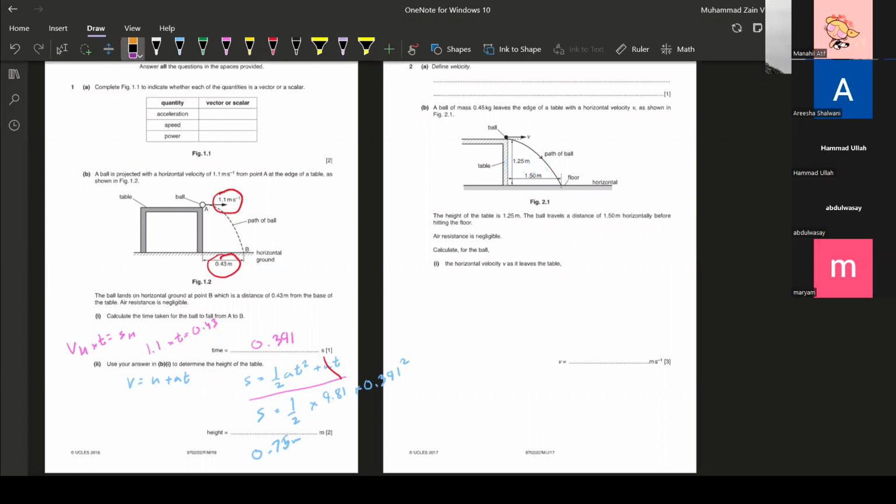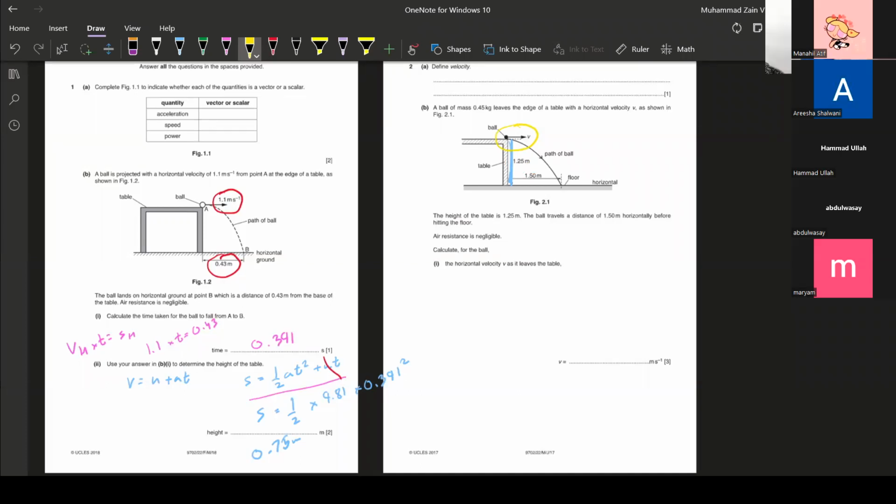And now they're asking me to find the horizontal velocity. So it's like the exact reverse. In the first question, I knew the horizontal velocity and I was able to find the vertical height through it. In the second part, they've given me the vertical height and they're asking me the horizontal velocity. So we just reversed the whole method that we just did.